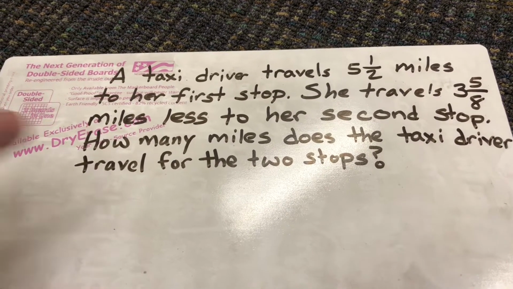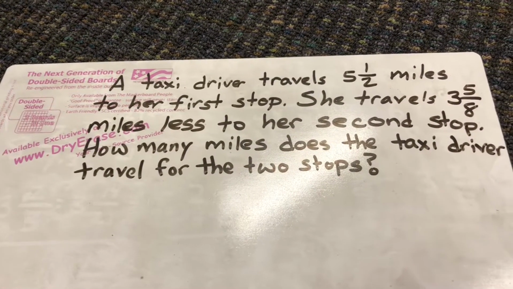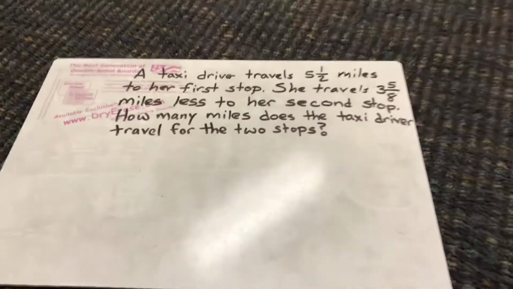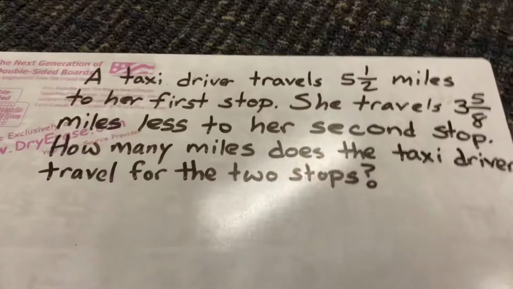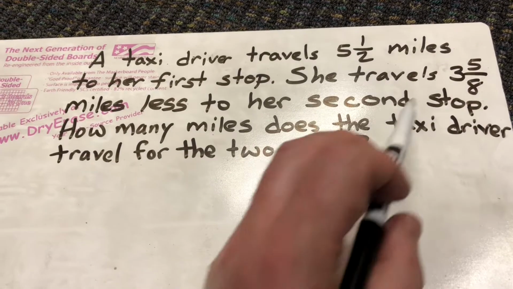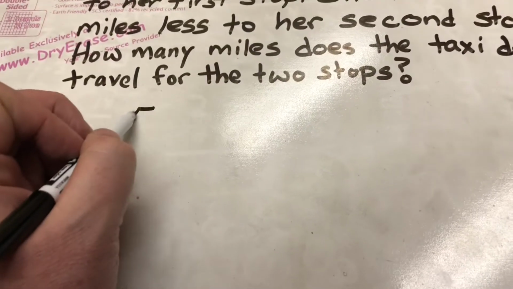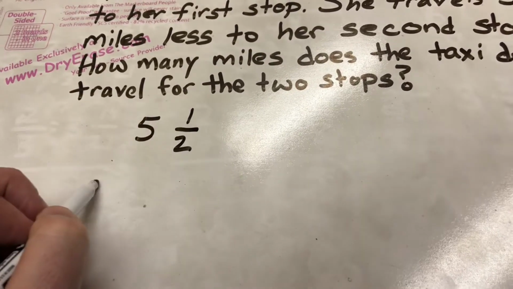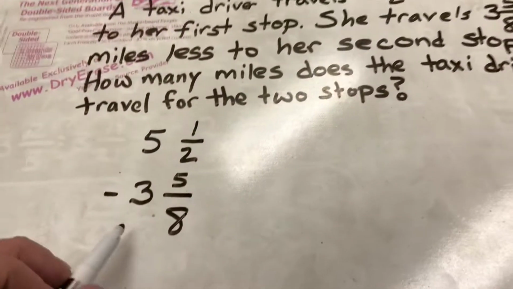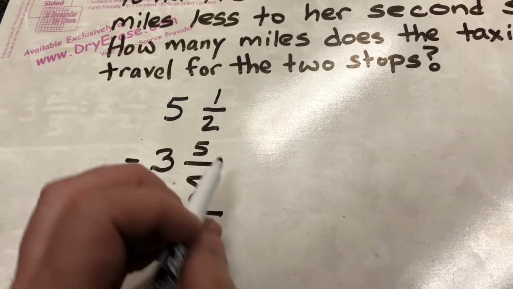Well, we know from where she starts to the first stop, it's 5.5 miles. She travels 3 5/8 less than that to her second stop. To figure out how much she went from the first stop to the second stop, you know it's 3 5/8 miles less than 5.5. So that's going to be 5.5 minus 3 5/8.